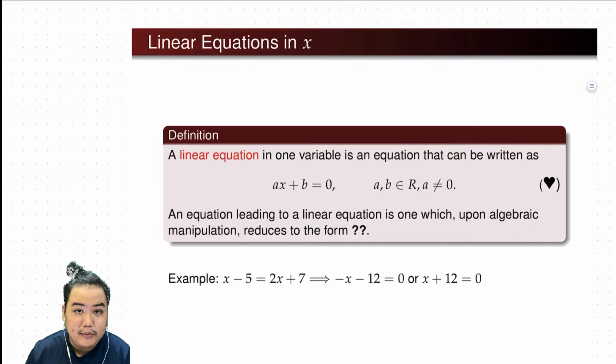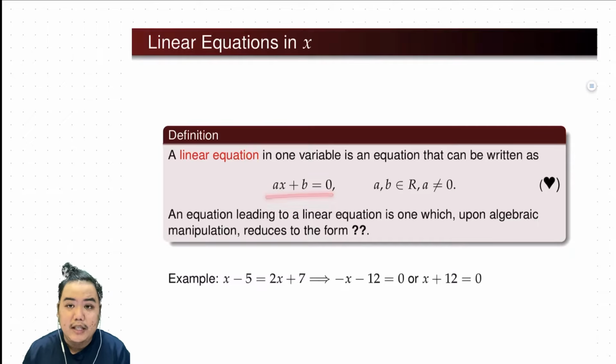Let us start with linear equation. A linear equation in one variable is an equation that can be written as ax plus b equal to 0, where a, b are real numbers and a is not 0, kasi mawawala yung variable mo pag nag-0 siya. Kapag meron kang equation, minanipulate mo, naging ganitong form, ang tawag doon ay equation leading to a linear equation.